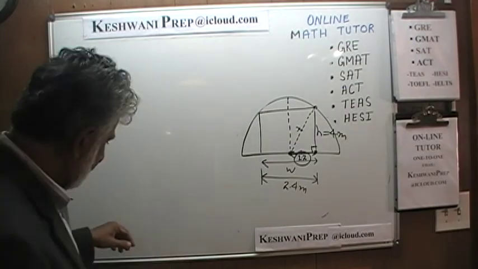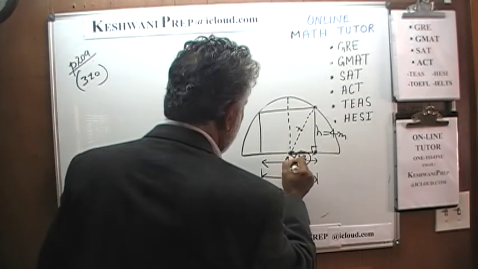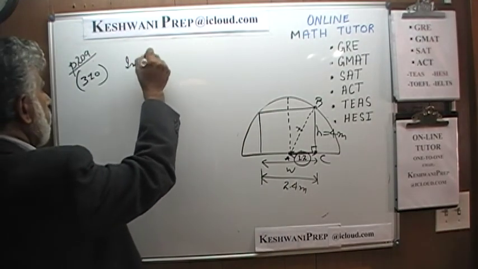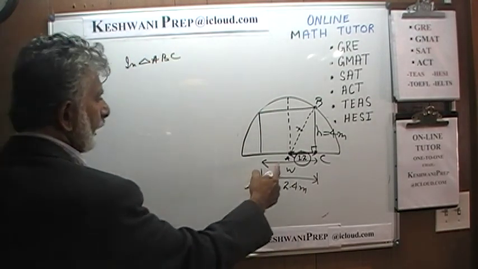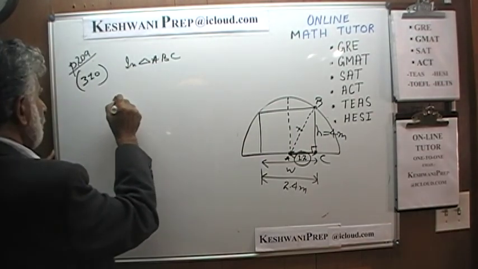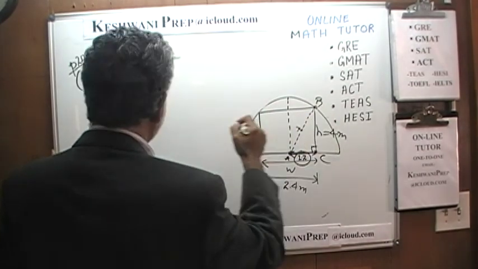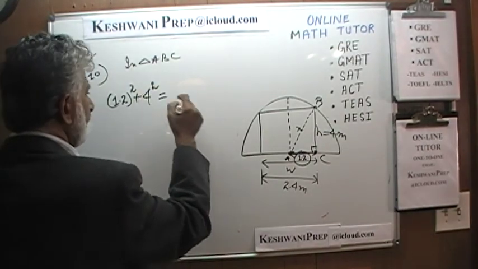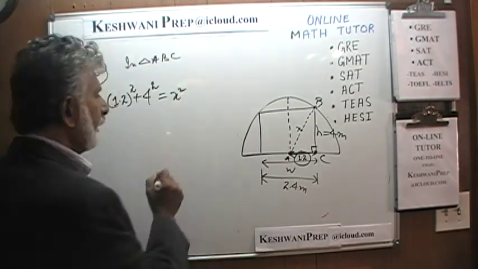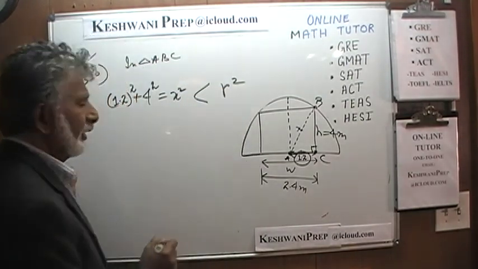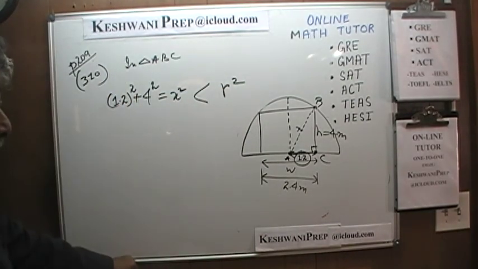So here we go. In the triangle ABC, AC is 1.2 squared, BC is 4 squared, and that is equal to x squared. And that x squared has to be less than the radius of the tunnel squared.